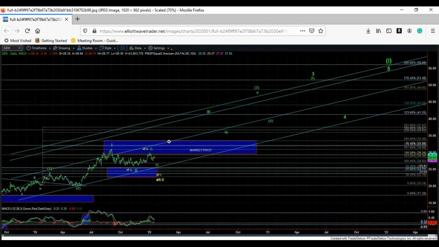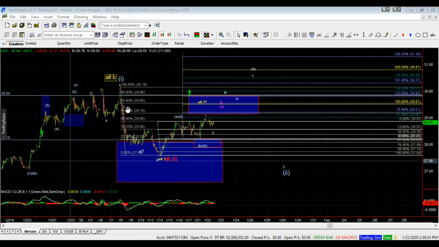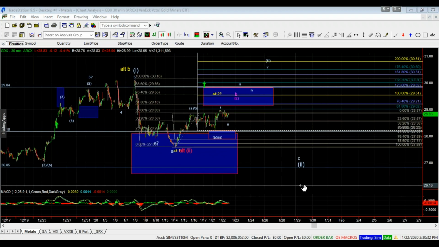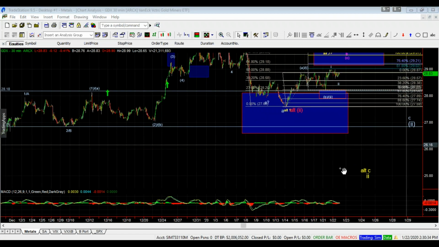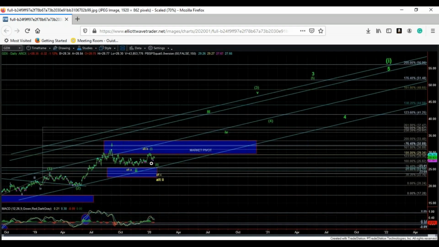So if we can hold that low that was struck, yeah, 2685, we potentially can see a strong breakout to the upside on the bigger picture. So that's what we're looking at on the GDX, bigger picture and smaller time frames.